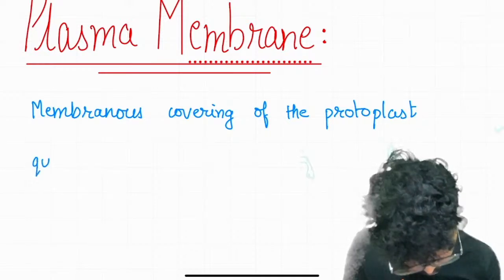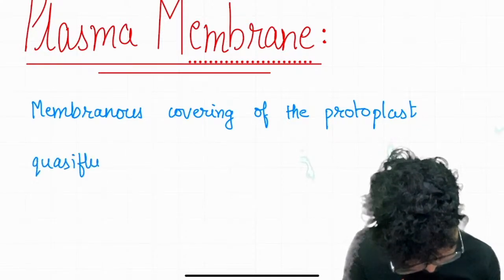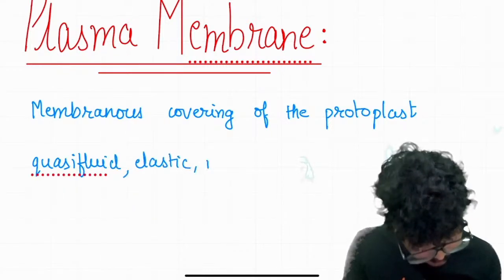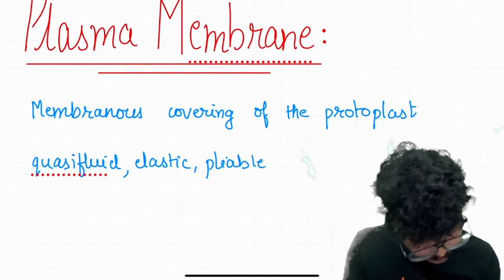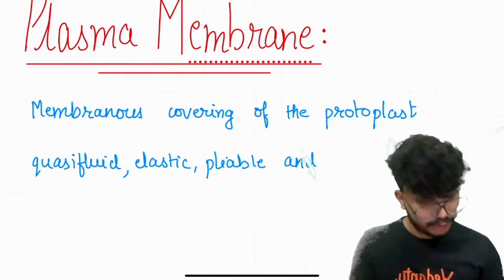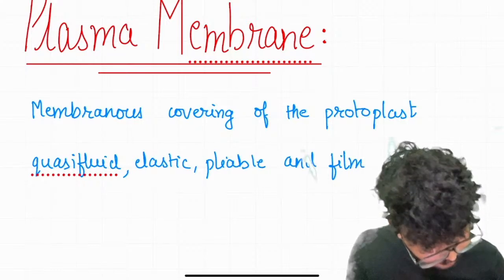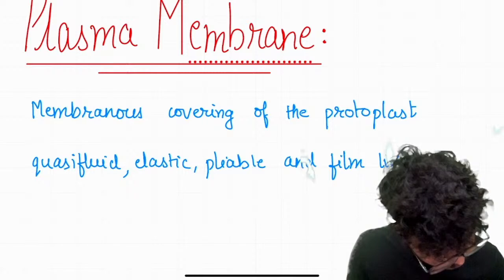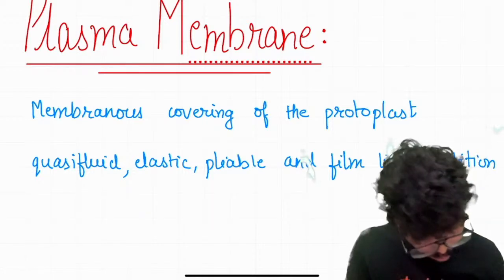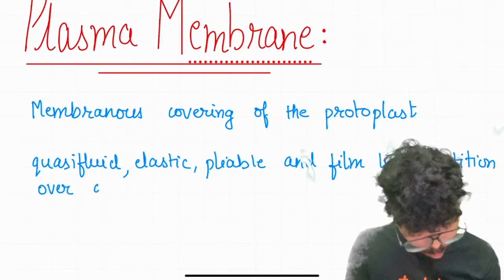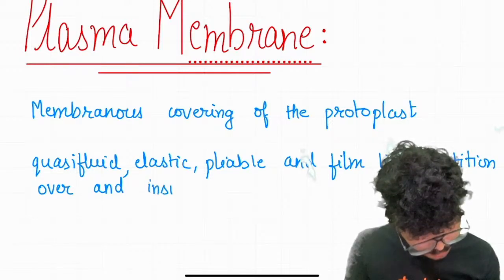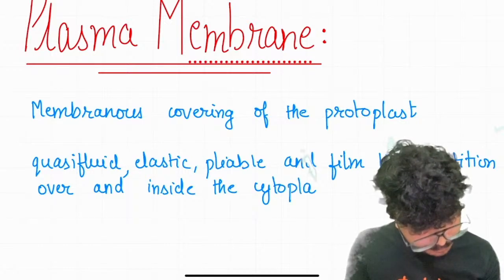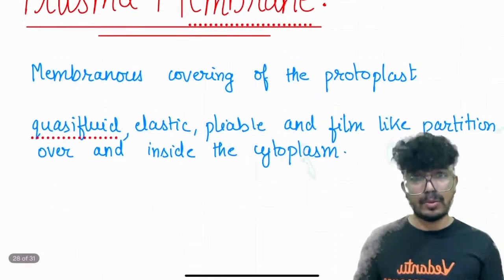It is quasi-fluid. It is elastic. It is pliable and a film-like partition over and inside the cytoplasm. Okay, so in simple terms, what is plasma membrane?